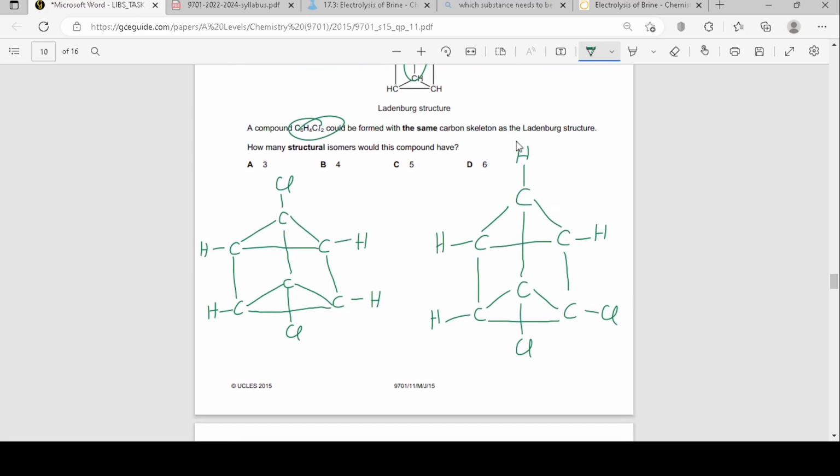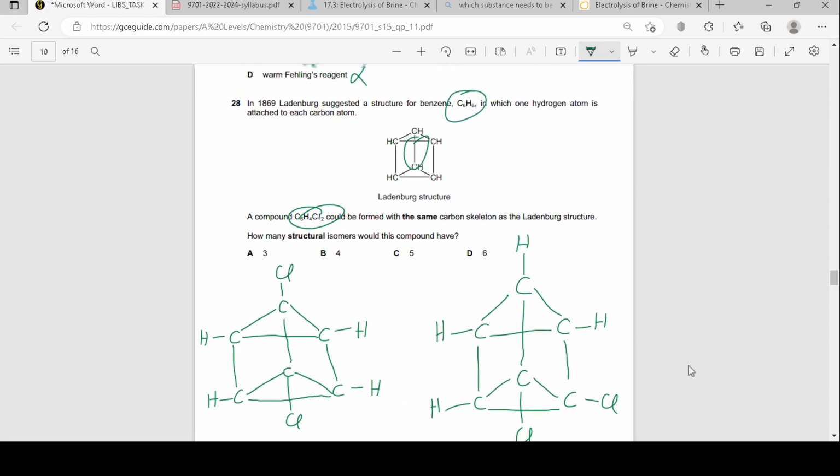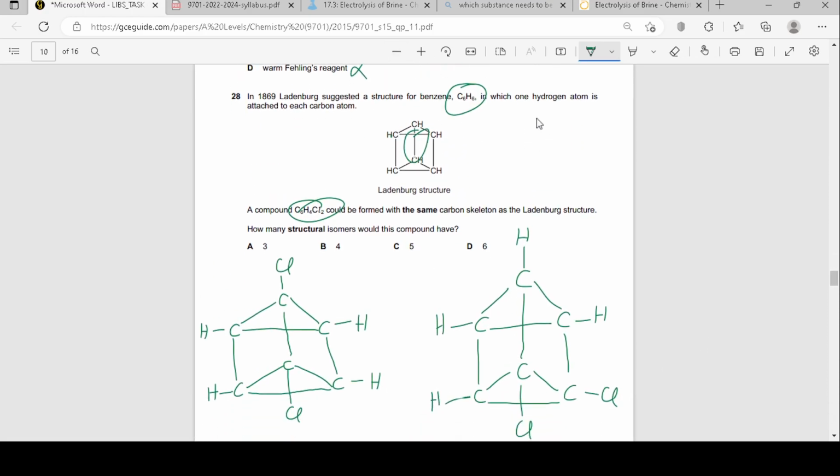Or I could do it on this side as well. If I had a chlorine here and a chlorine here, that would be the same thing. So that's another isomer we could have, a structural isomer. And then let me think of some others.